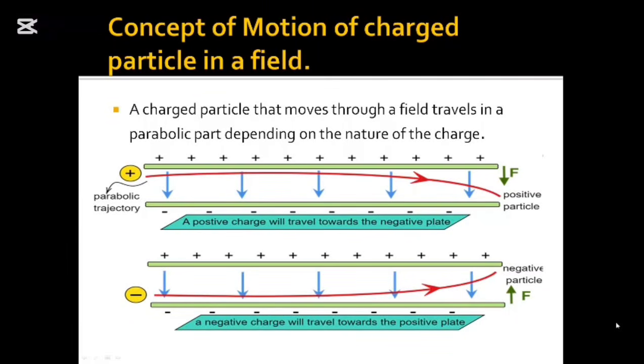We'll do this in detail. But if you look at the diagram you have, you'll notice that the positive charge moves in a parabolic path from up to down, from the positive part to the negative part, while the negative charge moved in a parabolic path upward from the negative to the positive charge. Now let's look in detail at what is happening here.